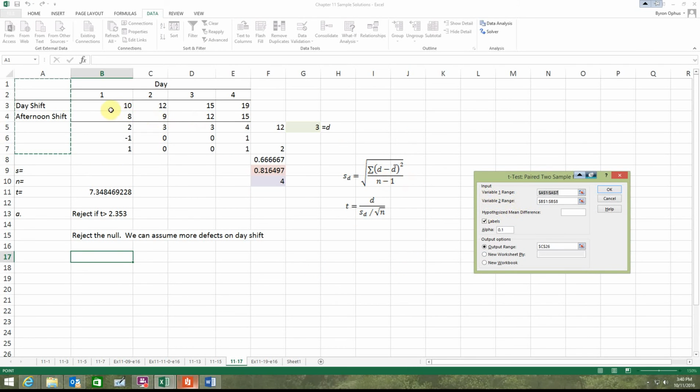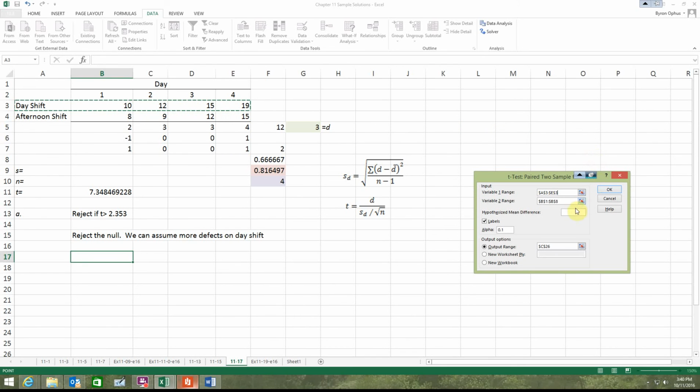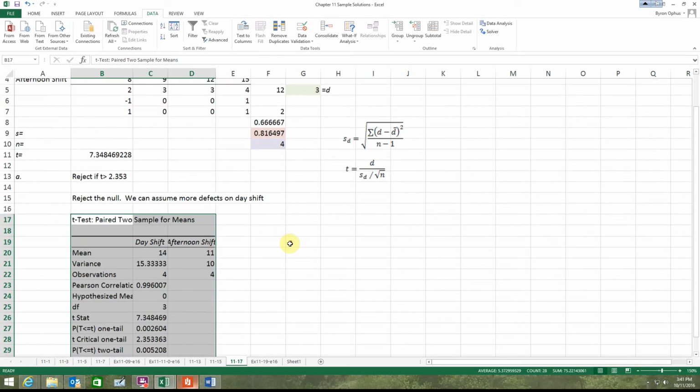So my variable range 1 is this one. I'll go ahead and include the label. And my second one is there. I got labels clicked. My significance, or my alpha, it's 0.01 or 0.1, but I want it to be 0.05. I think that's right. And then my output range down here, I want it to be here. I think I'm okay. Let's see if I get the same answer here.